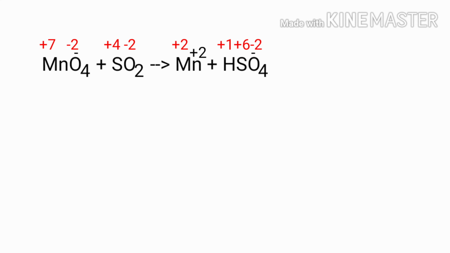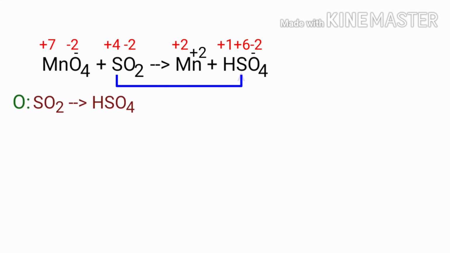In this equation, sulfur has a charge of +4 and it is changing into +6. So sulfur is being oxidized. The manganese has a charge of +7 and it is changing into +2. So manganese is being reduced.